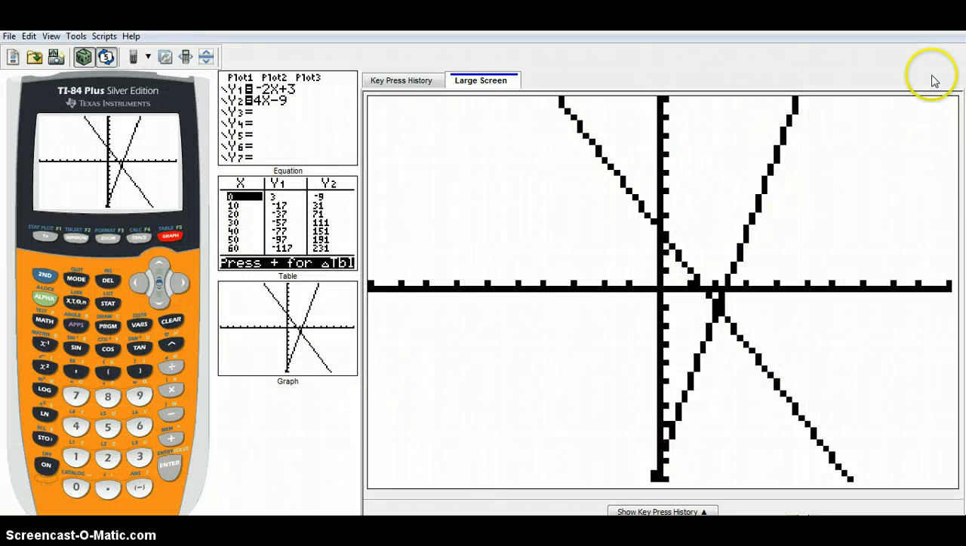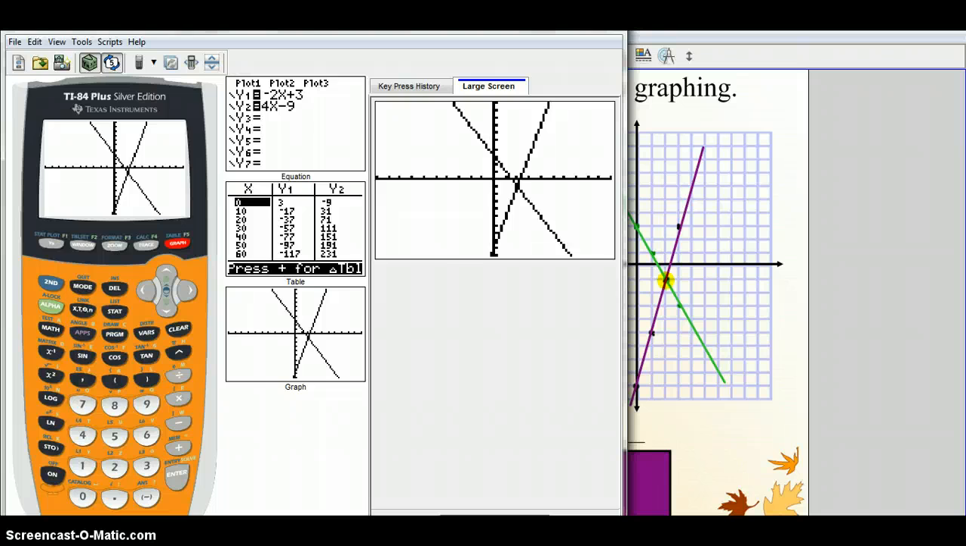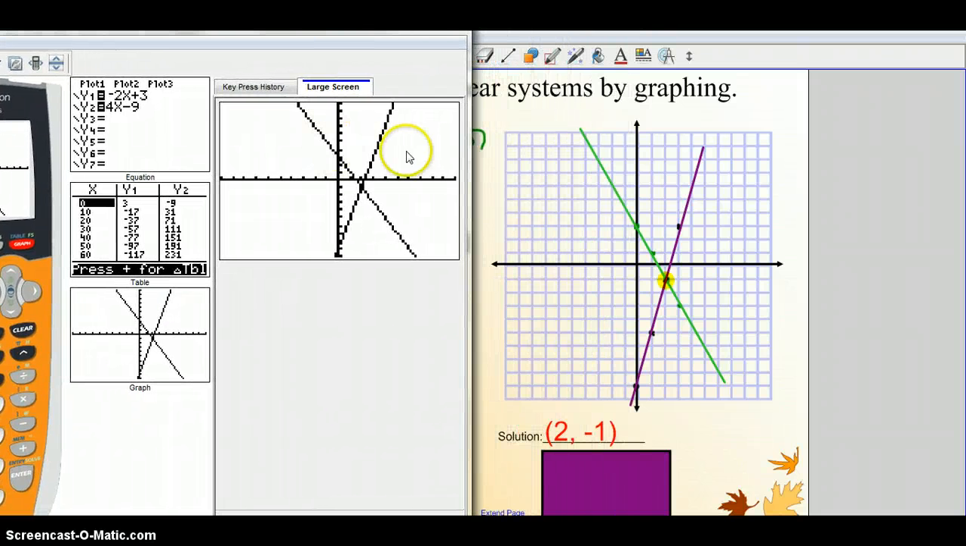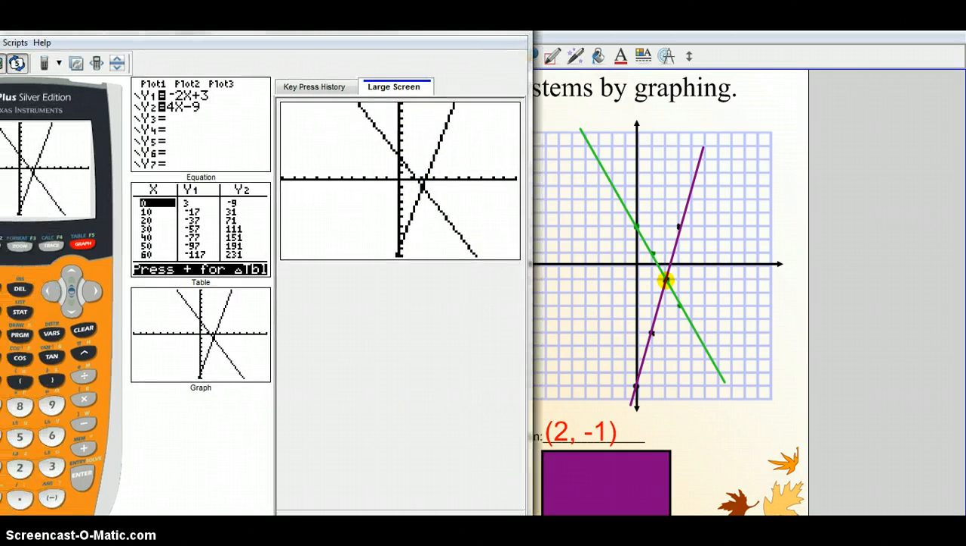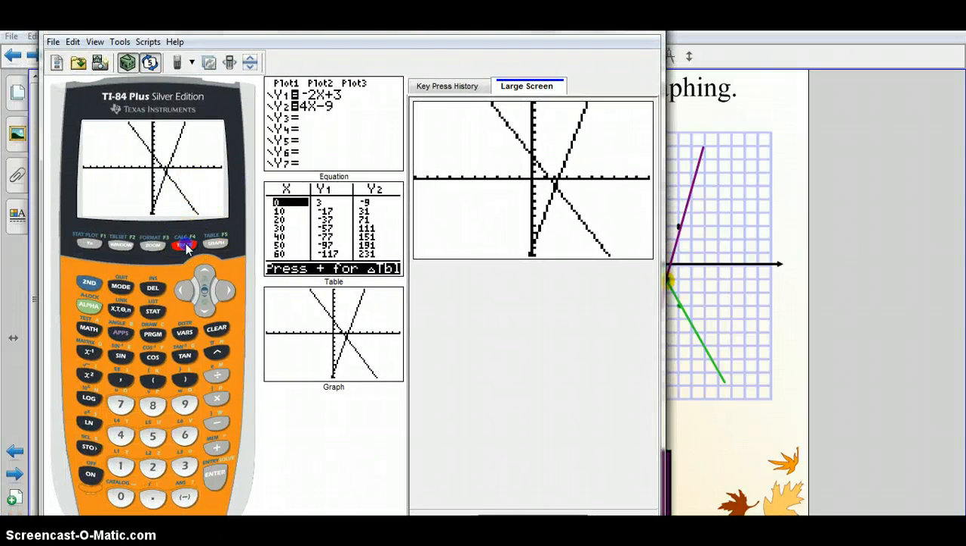So I can make this a little bit smaller so we can see both. You can see that the graph that we made by hand matches up with the graph on the calculator, which is a good thing. That means we've probably graphed it right. We can hit the trace feature here at the top, and if we trace to the right, it gives us an approximate intersection point right there, where x equals 2 and y equals -1. But those are not exact values, so we could actually tell the calculator to find those exact values for us.